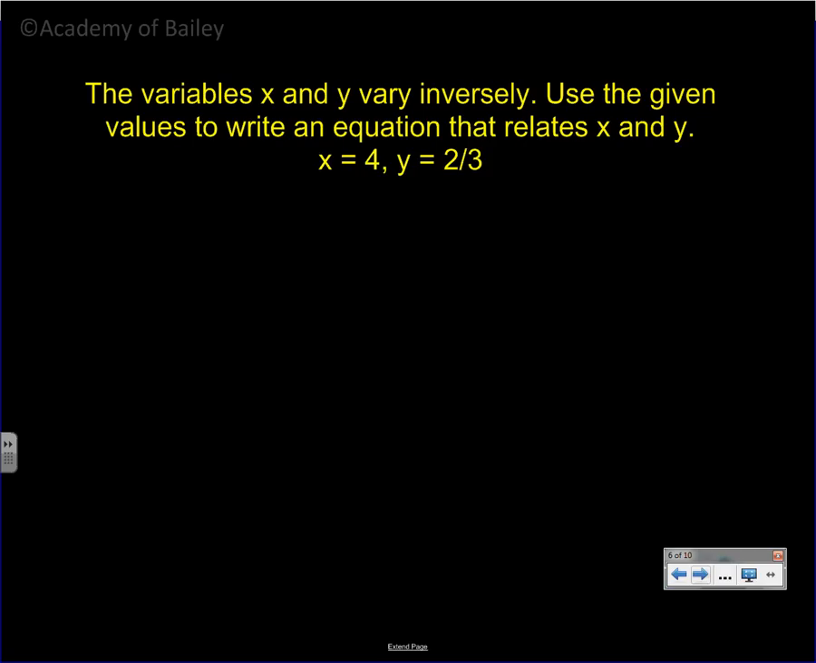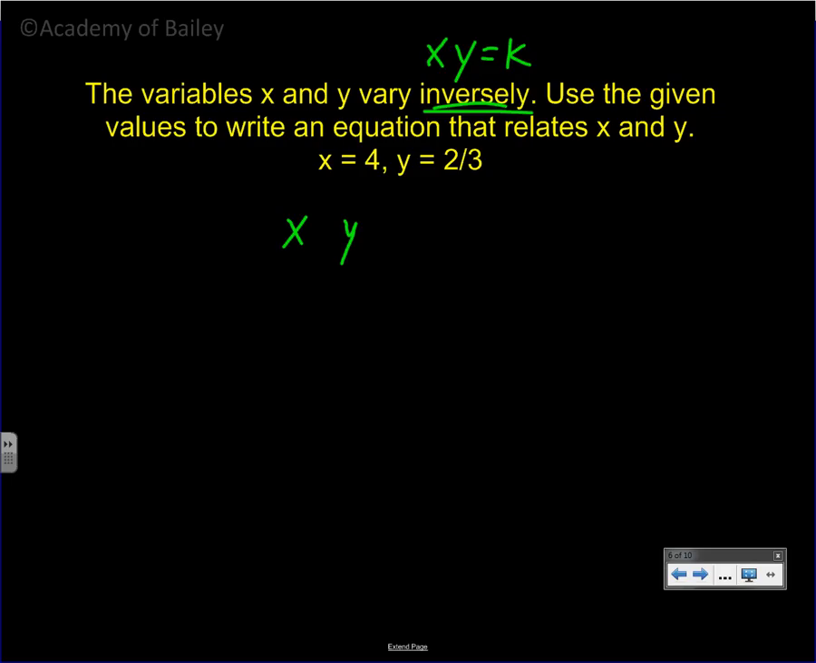Let's see if you can do this one on your own. The variables x and y vary inversely, and that is your key. x times y is equal to k. And write an equation that relates x and y. Pause the video, then you go ahead and try this on your own.